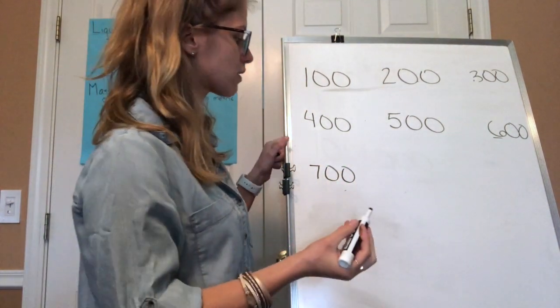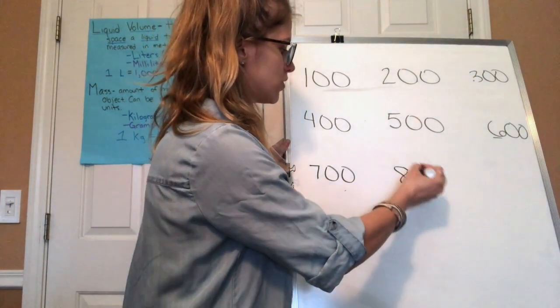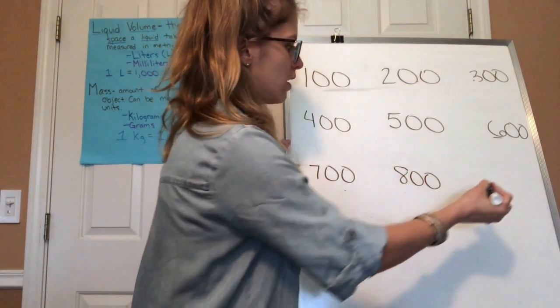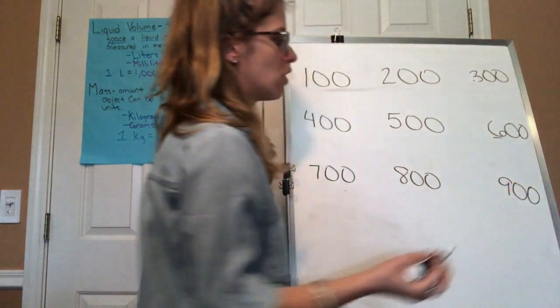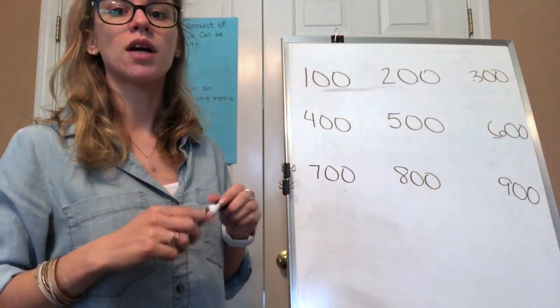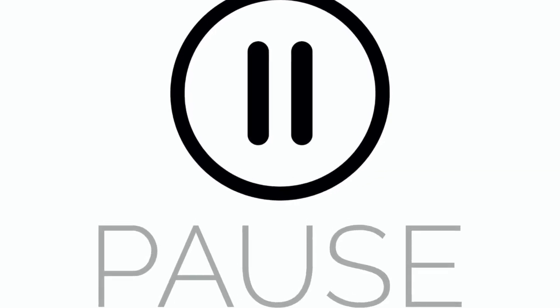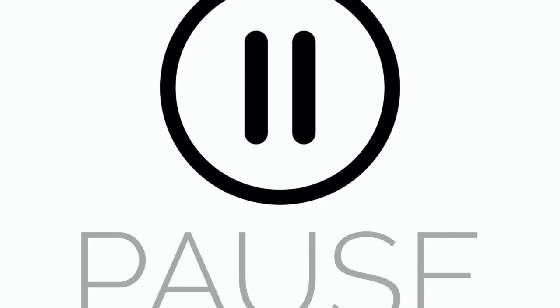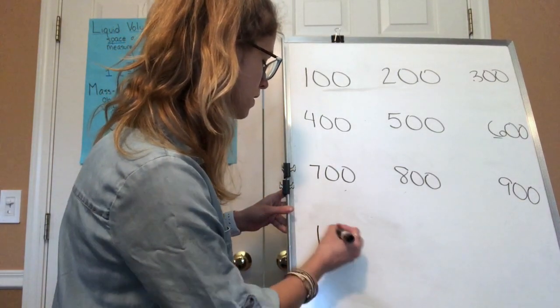Then what would come next? 800, and then it would be 900. Pause me now and think about what comes next after 900. The next number would be 1,000.